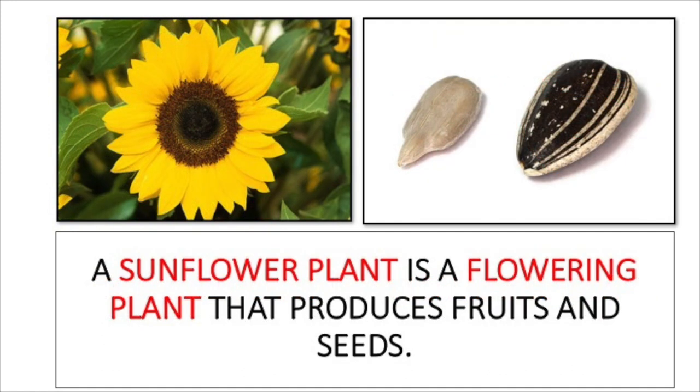Another example, a sunflower plant is a flowering plant that produces fruits and seeds. Yes, I like this. I think it's pretty. Sunflowers are pretty. What colors can you see? Yellow. Big yellow leaves. Brown. Yes. And has anybody ever eaten sunflower seeds? Yes. They're very delicious and good for you too.